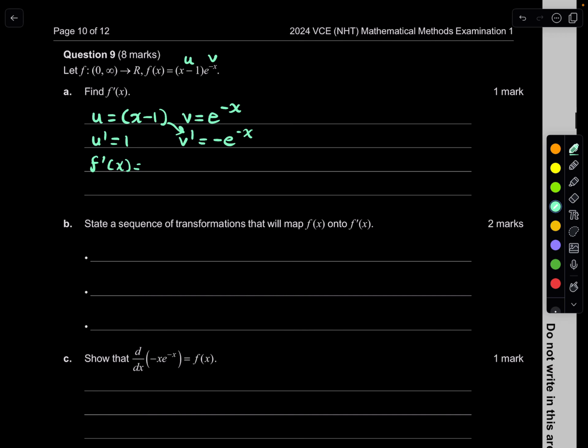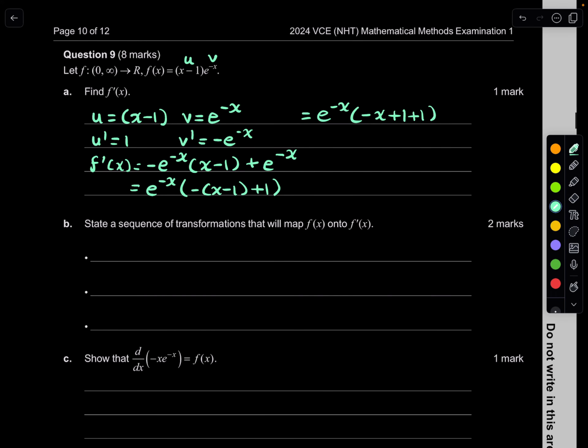It's going to be these two multiplied, basically. So, negative e negative x, x minus 1, plus these two multiplied. So, e to the negative x. Now, I can see a common factor of e to the negative x on both sides. So I'm going to take that out. Which is negative x minus 1 plus 1. And so, simplifying this much further, we get negative x plus 1 plus 1, e negative x plus 2. Hence, this here is our answer.